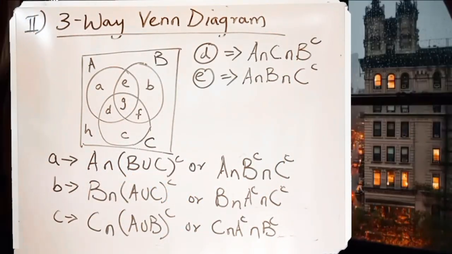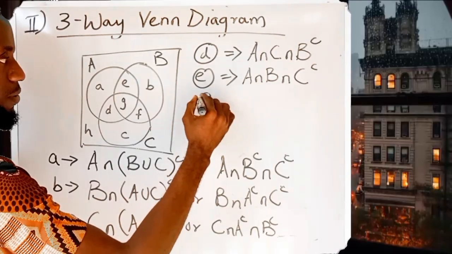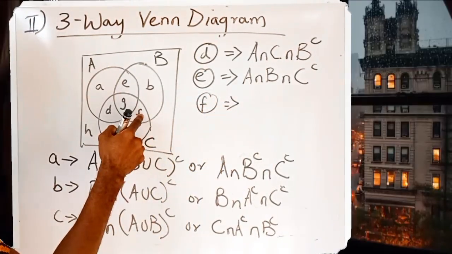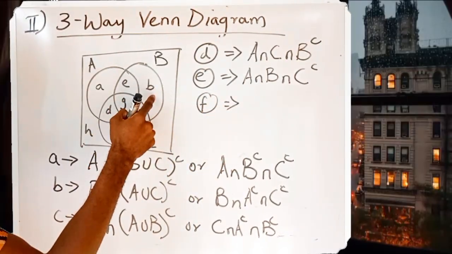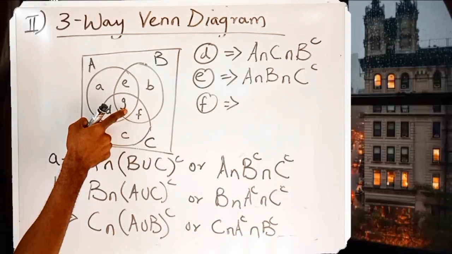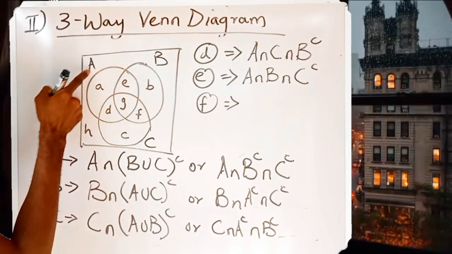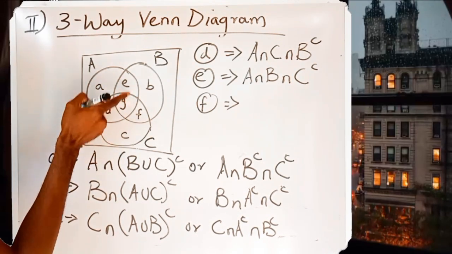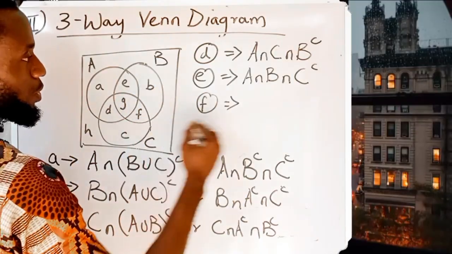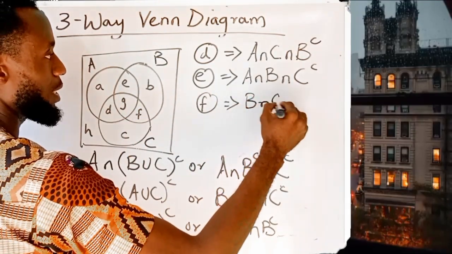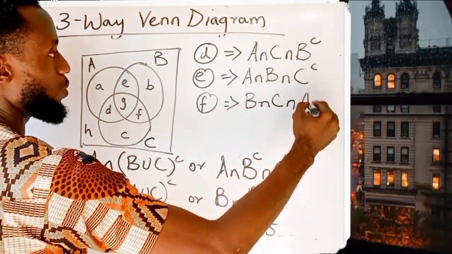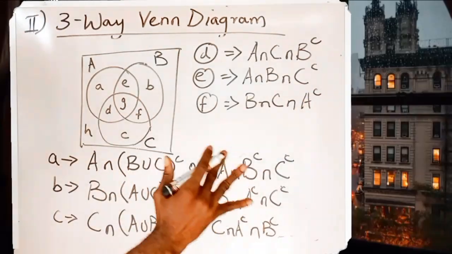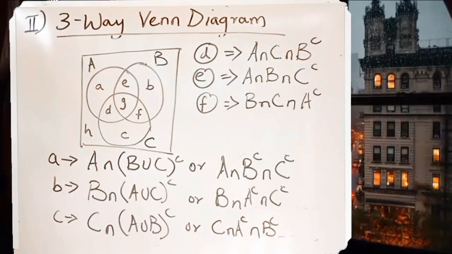Nice. The F. The region F is the intersect between B and C, but excluding A, because this G was coming from the A box. So excluding A. That becomes what? B intersects C, intersecting who? The complement of A. Outside A. A is out of it.